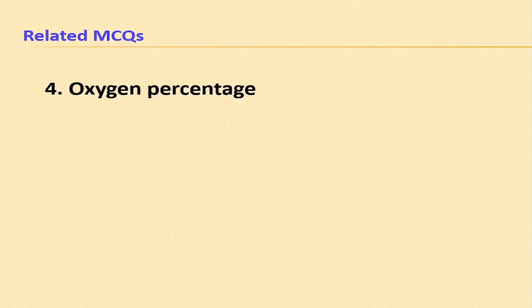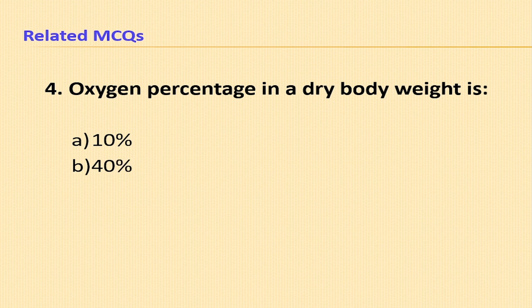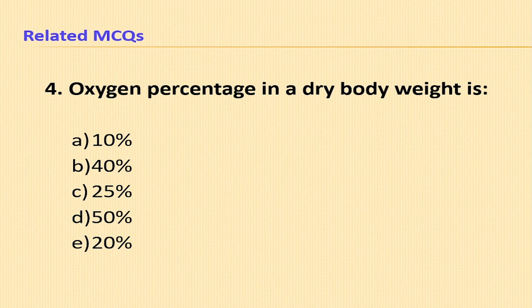Oxygen percentage in dry body weight, you should know dry body weight. Oxygen present in dry body weight is 10%, 40%, 25%, 50%, or 20%. What's the right answer? The answer is that oxygen is present at 20%.